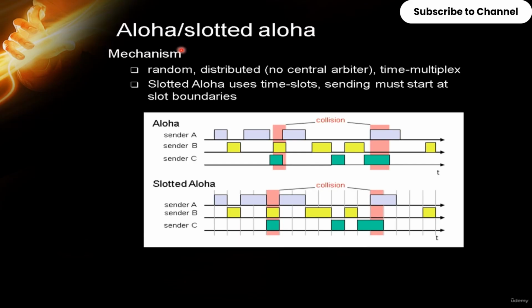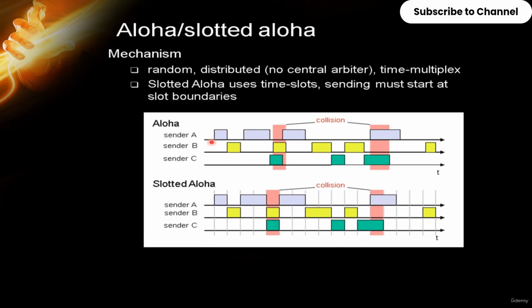Next is Aloha or slotted Aloha, which are used in MACA. Here the concept is a random access mechanism. That is, there is no central authority to control the channel. Slotted Aloha uses particular time slots for sending and receiving the data.